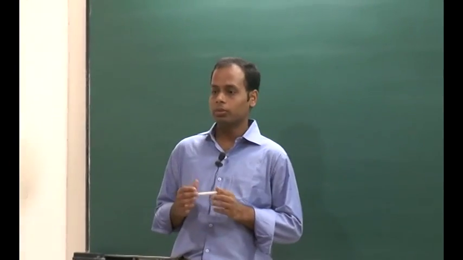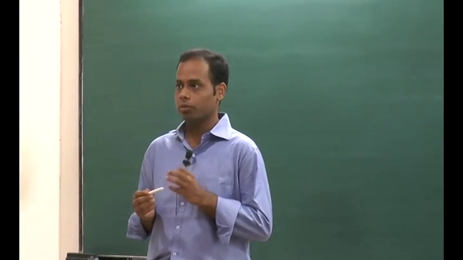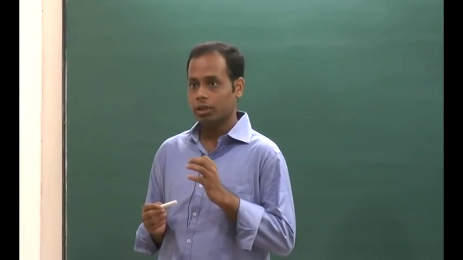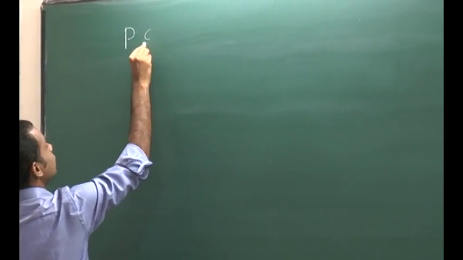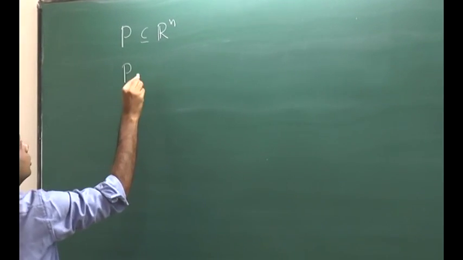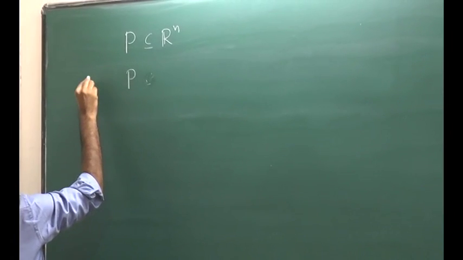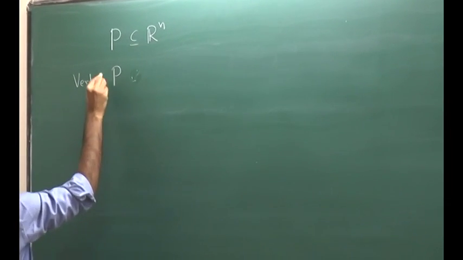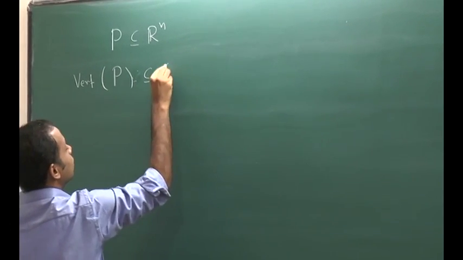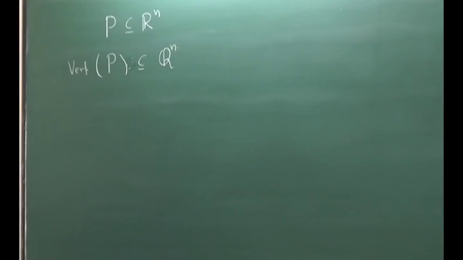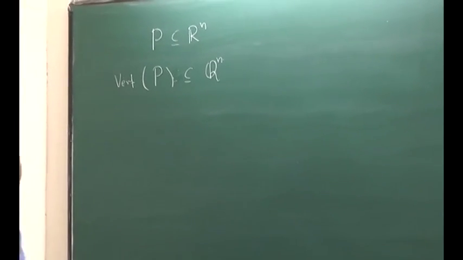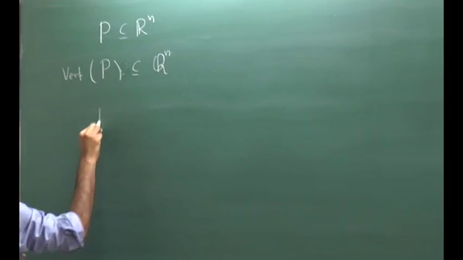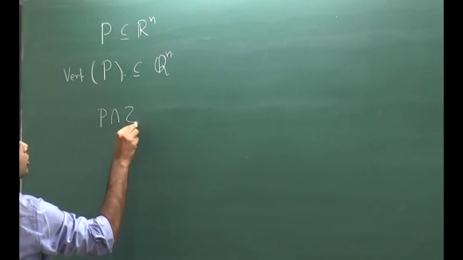Today we'll talk about the problem of counting integer points inside a convex polytope which has vertices in Qn. I'll have a polytope P. I can think of it as being in some Rn, but I put an extra condition: the vertices of P, say vert P, are contained in Qn. So all the vertices have rational coordinates. Then we are interested in how many integer points there are in P. So we are interested in the cardinality of P intersection Zn.